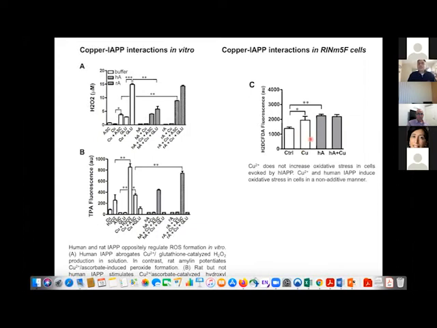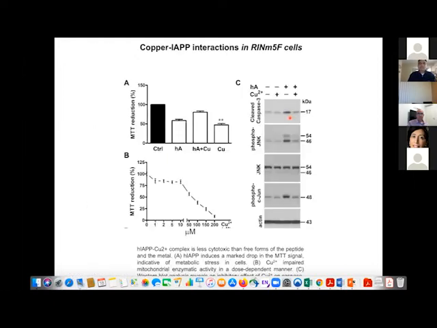This was confirmed in Rin cells, so using cellular conditions. When we challenged the cells with copper and human amylin, there was a significant decrease in the pro-oxidant effect of copper when challenged as a copper human amylin complex, in agreement with this in vitro study. Then we followed up with the classical cytotoxic studies, confirming using MTT, which is a proxy for metabolic state of the cells and also indicative of toxicity or viability of cells, a similar finding: in the presence of copper, human amylin toxicity was significantly less.